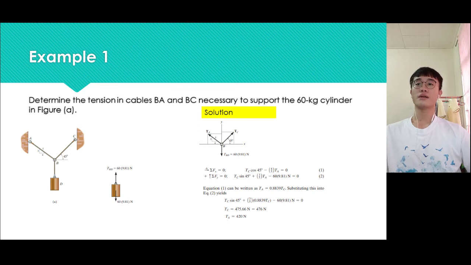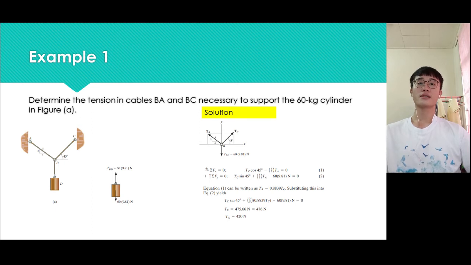Let us look at the first example. Determine the tension in cables AB and BC necessary to support the 60 kg cylinder in the figure. Okay, let us assume that this cable has tension TC and this cable has a tension of TA. We don't know TA and TC, but we are given the weight of the cylinder. First, we need to draw the free body diagram and put all the information inside. And since the system is in equilibrium, the equations of equilibrium will be used.